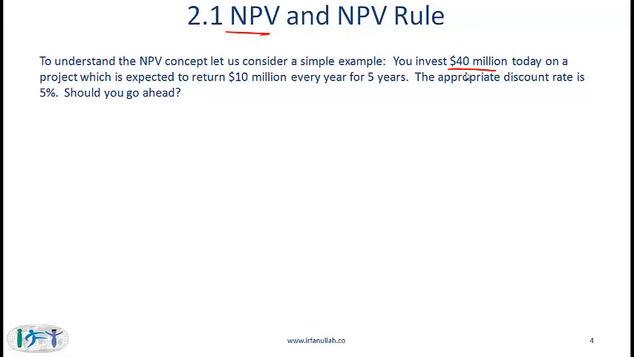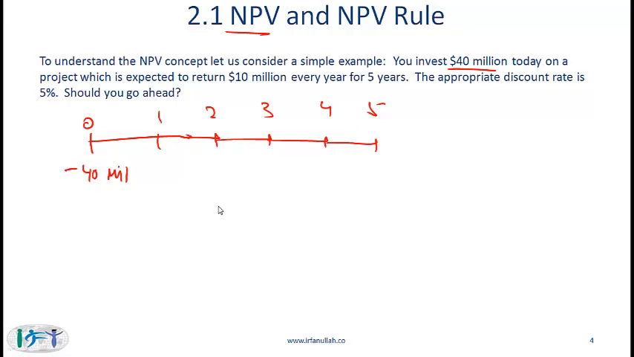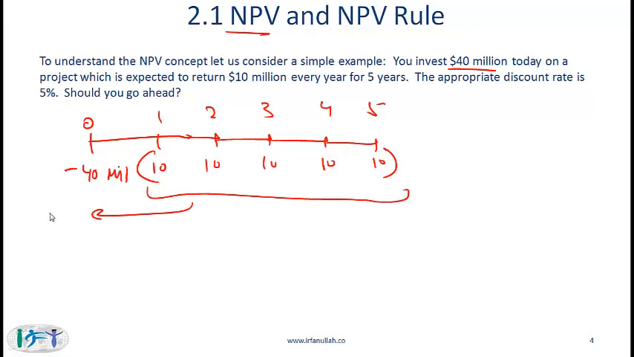Let's say that you invest 40 million today on a project which is expected to return 10 million every year for 5 years. So at time zero, there is an investment of 40 million, and then this is essentially an annuity, which we have seen in the previous reading. I assume you have been through the earlier lectures and you know that an annuity of 10 million every year for 5 years will have a present value at time zero of 43 million.